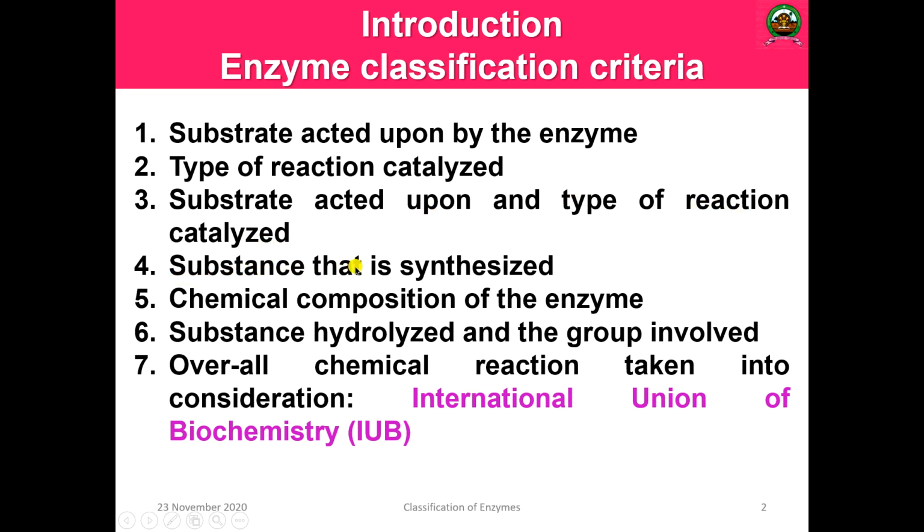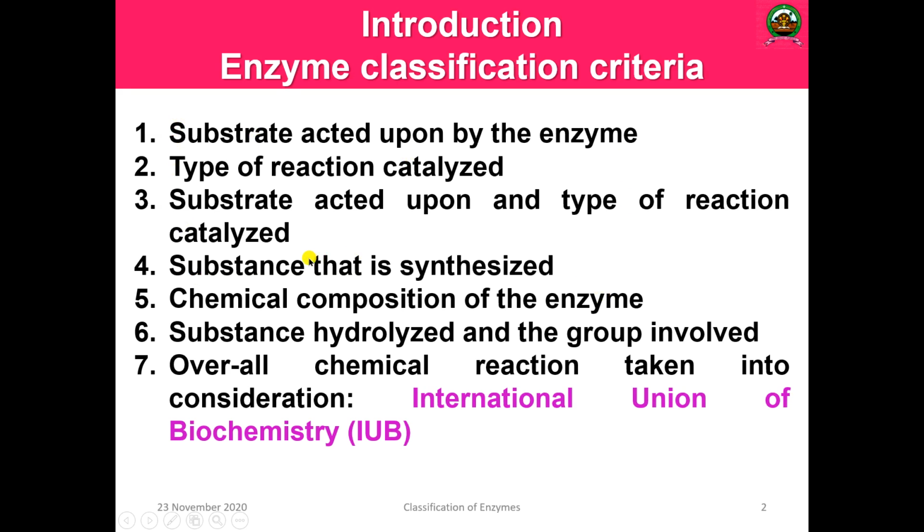The next one is the substance that is synthesized due to the enzymatic process, the end product that is being synthesized. Then the next one is the chemical composition of the enzymes. We know that enzymes are proteins, and what are the major chemical components present in the enzyme. The next one is the substance hydrolyzed and the group involved. These are the fundamental aspects.